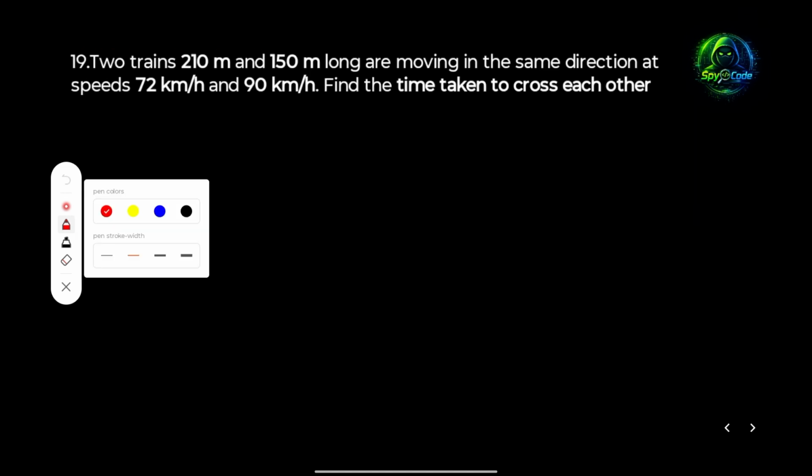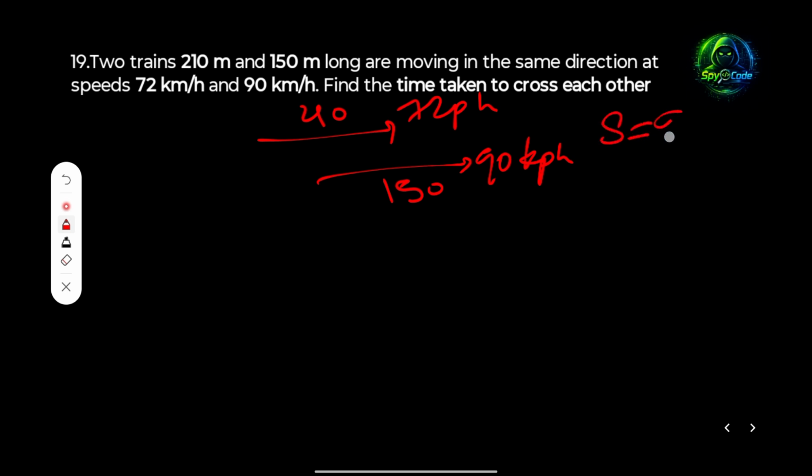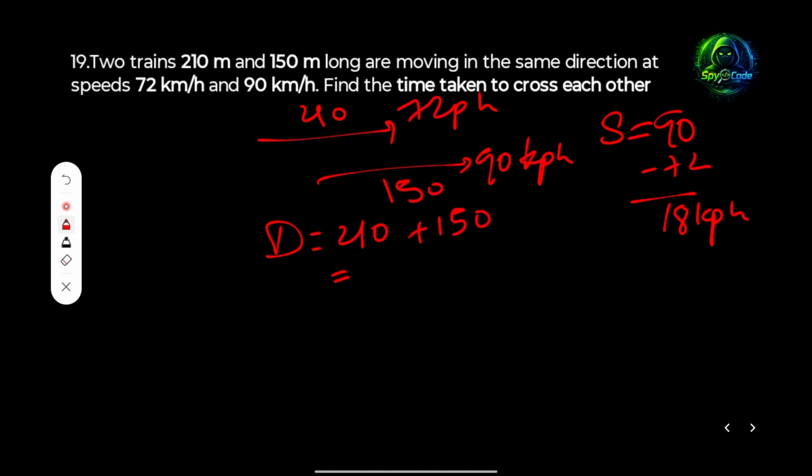So two trains of 210 meters and 150 meters long are moving in the same direction. The speeds are 72 kilometers per hour and 90 kilometers per hour. Okay. We know that when two trains are crossing in the same direction, speed will be s1 minus s2, that is 90 minus 72, which is 18 kilometers per hour, and distance is 210 plus 150. So when we add this, it's around 360 meters.